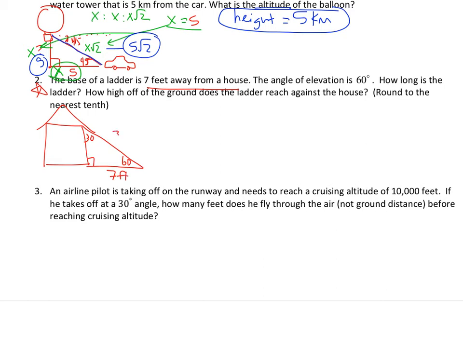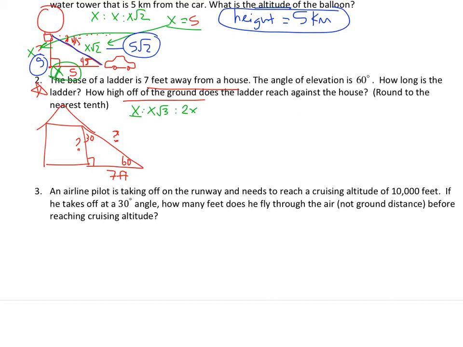Remember, here is the ladder. So we need to find out the hypotenuse of it. We also want to find how high off the ground our ladder reaches. So we have to find both sides of our triangle. This is a 30, 60, 90 triangle, so our ratio is going to be x, x square root 3, and then 2x, so let's label the sides.